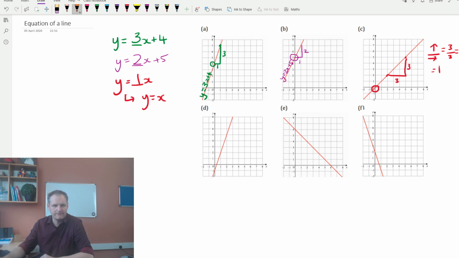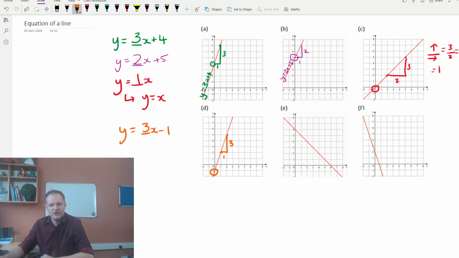This next one in orange, we've got -1, so y equals something x minus 1. But we're going to choose a point, and another point, and go along 1, up 3. So it must be 3, so it'd be 3x minus 1.